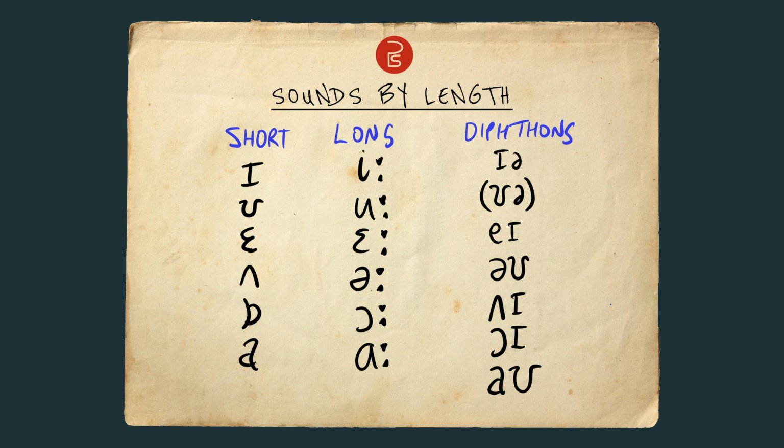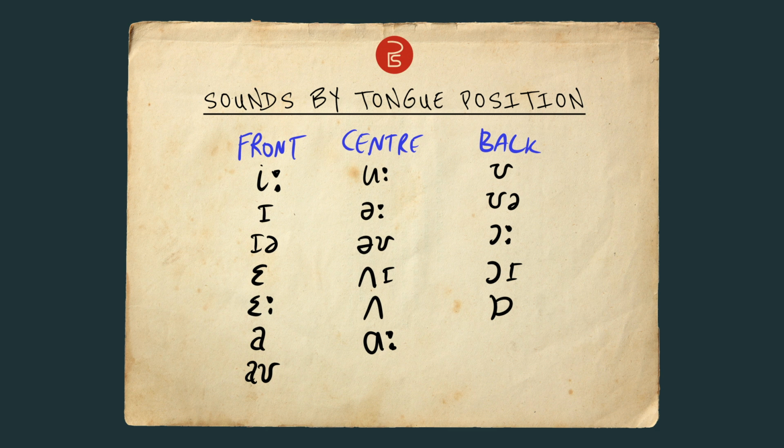But what about the other ways of describing the vowels? If we do them by starting position, that would be the front, centre and back tongue positions, then you end up with a hodgepodge of sounds.